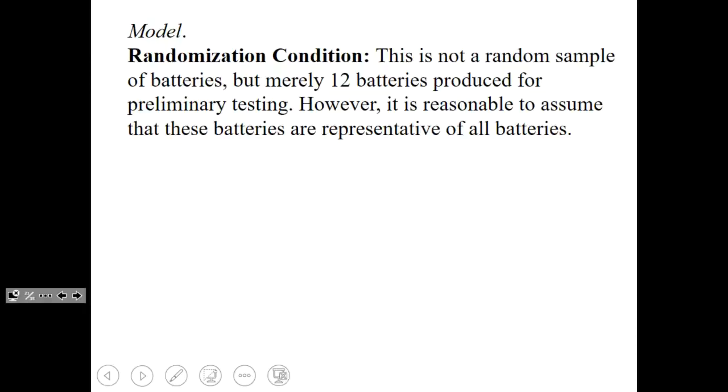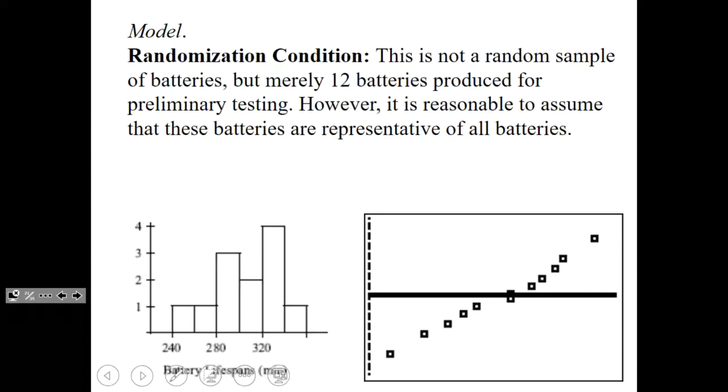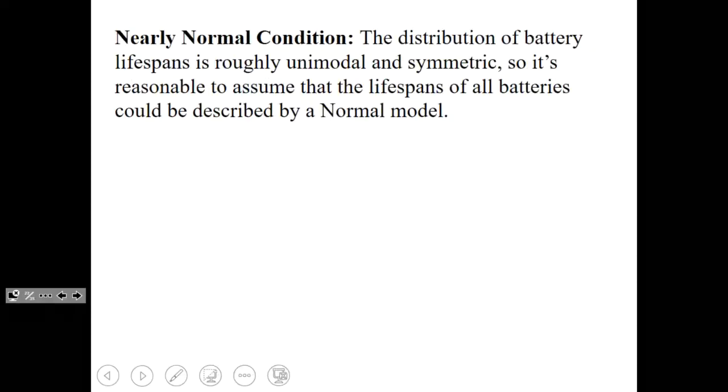Second thing, I need my distribution to be at least approximately normal. Now, if I pull up a histogram, it looks like this. Depending on your class widths, they could look a little different. But there's only 12 batteries to work from. That's not a very large sample size. But if I plot my normal probability plot, it looks like this, which is pretty linear. This suggests to me I do have nearly normal data.